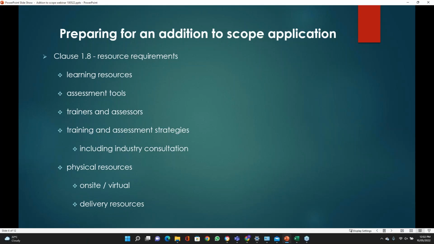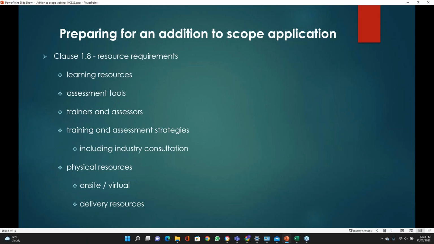So when we look at clause 1.8, you need to make sure that before you do your addition to scope application, you've acquired all of the learning resources that you're going to need. And remember, when we speak about learning resources, we're speaking about the actual learning materials that your students are going to be learning from. We've also got to ensure that we've got all of our assessment tools for the product that we want to add to scope. When we speak about assessment tools, remember that includes your RPL tools as well.